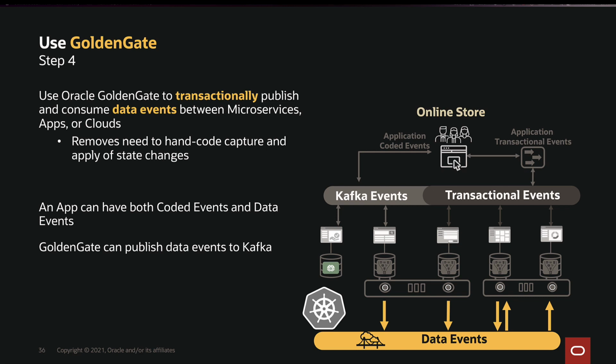In this step, we will use Oracle Golden Gate to transactionally publish and consume data events between microservices, applications, or other clouds. This removes the need to hand code, capture, and apply state changes. An application can have both coded events and data events. Golden Gate can be used to publish data events to Kafka.